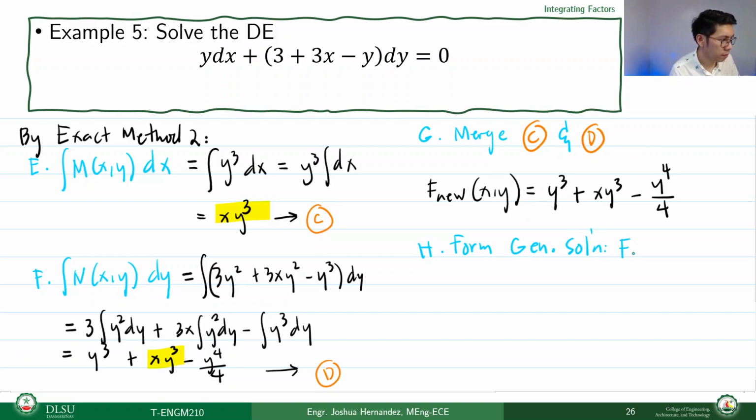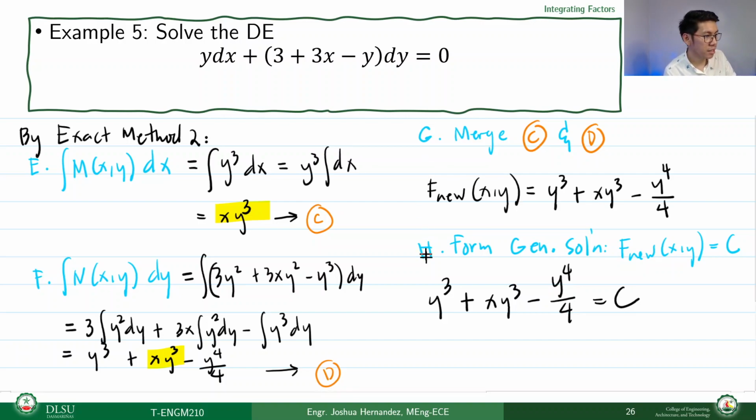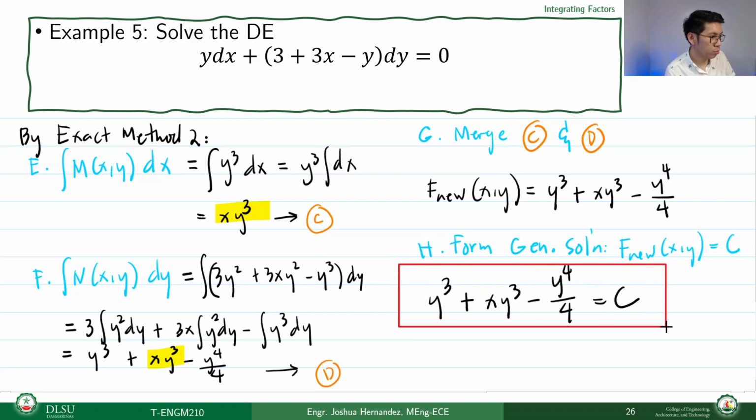and that is f(x,y) equals C, no? Yun lang. We'll have y cubed plus xy cubed minus y raised to 4, pangit ng y ko, no? Y raised to 4 all over 4 equals C. Yan. And that, ladies and gentlemen, is our solution to the non-exact DE. Y cubed plus xy cubed minus y raised to 4 all over 4.